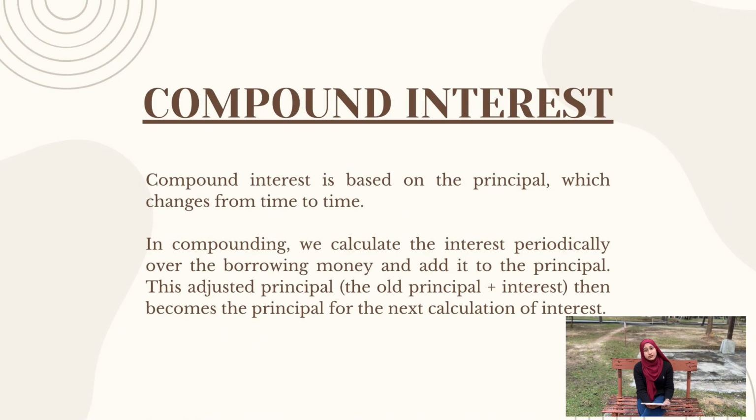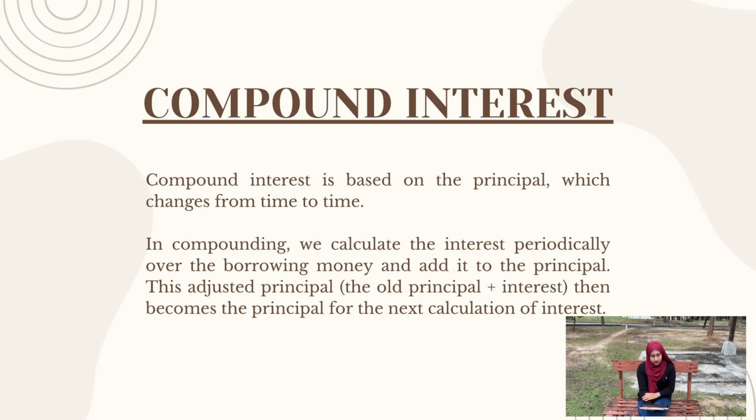Alright guys, first things first, I would like to share what compound interest is. Compound interest is based on the principle which changes from time to time. In compounding, we calculate the interest periodically over the borrowed money and add it to the principal. This adjusted principal, which is the old principal plus interest, then becomes the principal for the next calculation of interest.